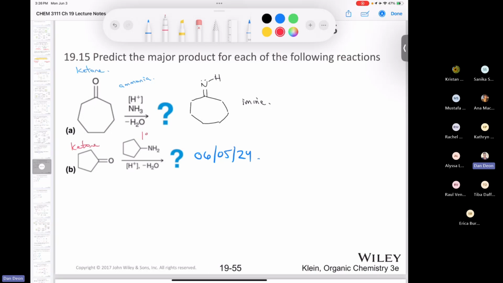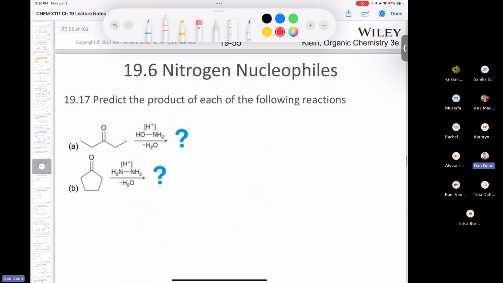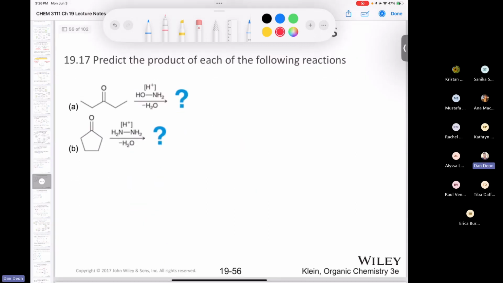We have a primary amine, so we're going to form an imine again. I want you to try to draw that imine. In the next one, we have hydrazine in the second one, 19.17b.